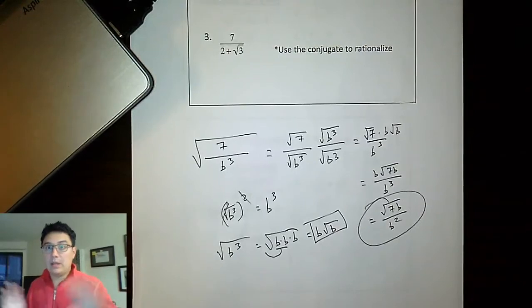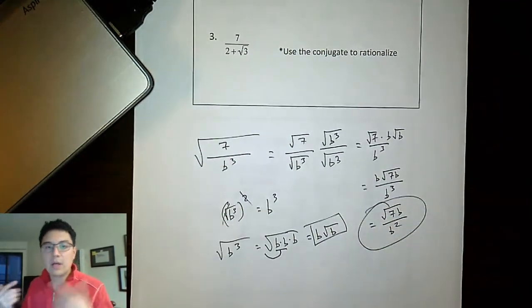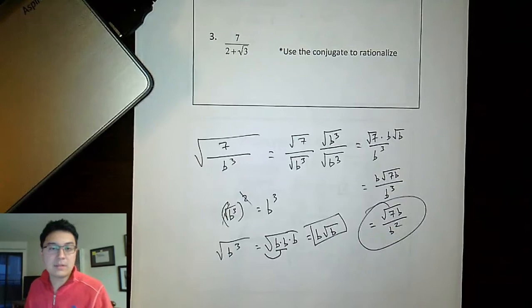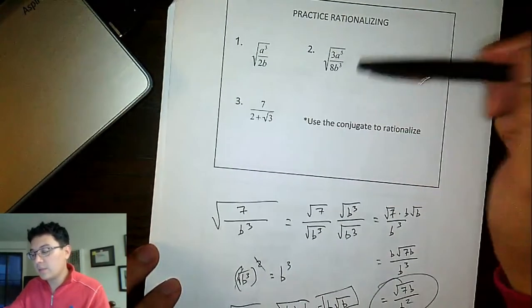Okay, a lot going on there. It was much prettier here, but we always try to simplify it out. Typically, as a convention, we don't like having fractions under the radical. We like to simplify it out into this form. Okay, you're going to do the same thing with these other problems.